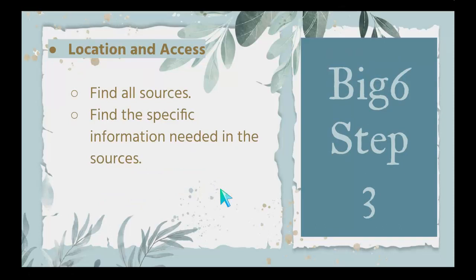Then you got step number 3. This is location and access. You need to then find sources. And once you find those sources, you have to find the specific information that you're going to extract from those sources. So you're not going to use every single part of an article or a book or a resource. You're going to use little snippets of it. Maybe a sentence, maybe a phrase, maybe different phrases throughout it, so you're finding specific information for step 3.